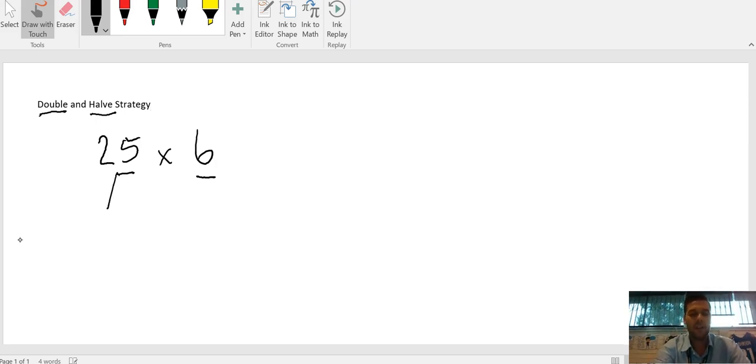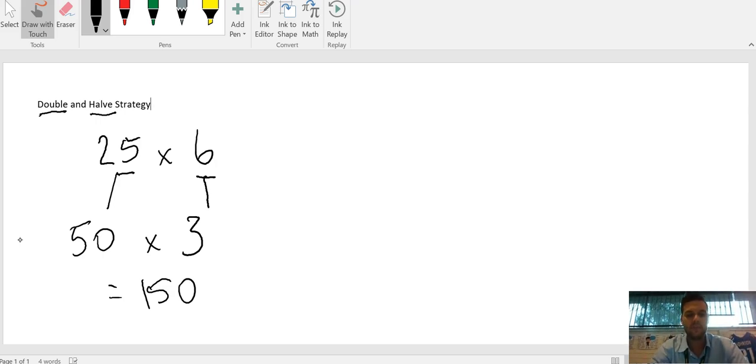If we double the 25, that becomes 50. As I said, it's double and halve, so if we double the 25, we must halve the 6. That leaves us with 50 multiplied by 3. This is a lot easier to multiply. 3 times 5 is 15, but because we're working with tens, it's 150. Pretty easy one to start with.